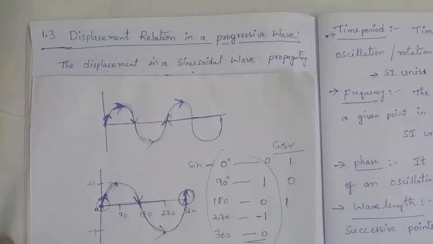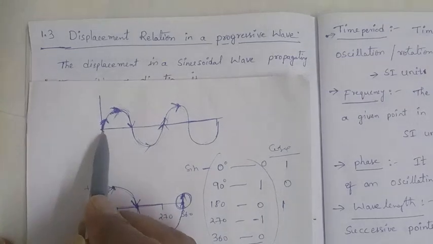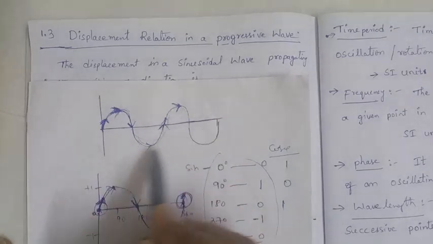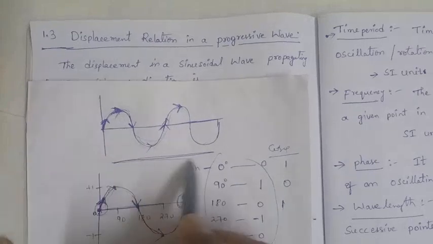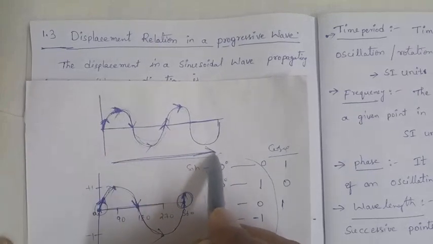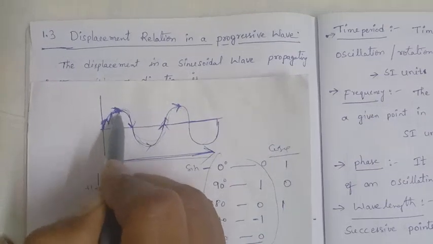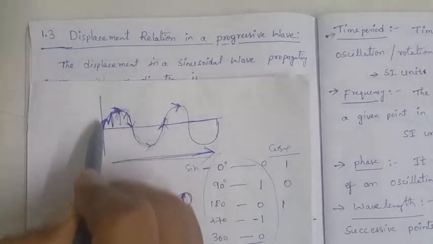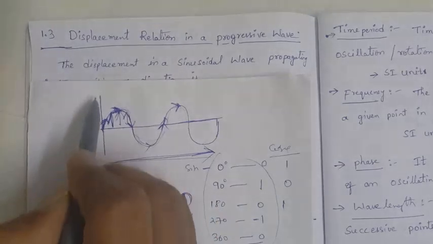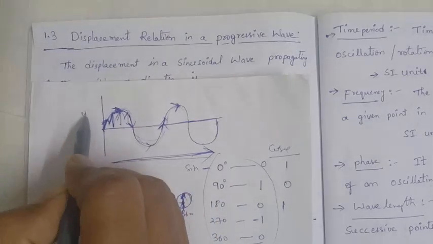So for the displacement relation, suppose the wave is moving along the x direction. The particles are vibrating, that is, displaced along the y direction.